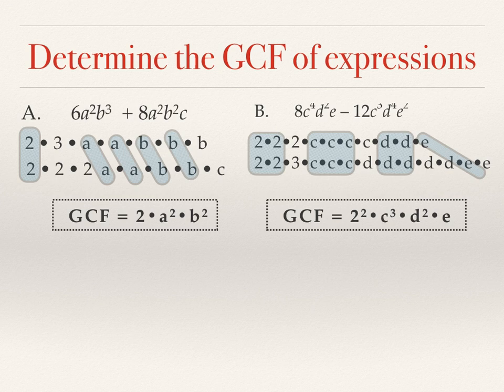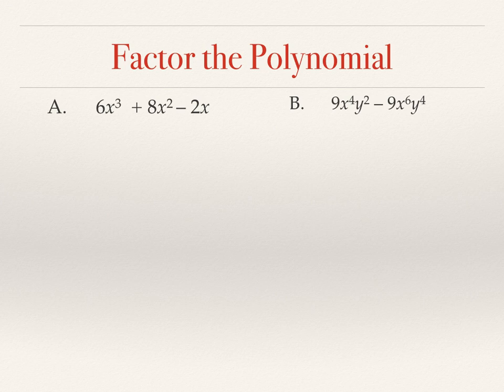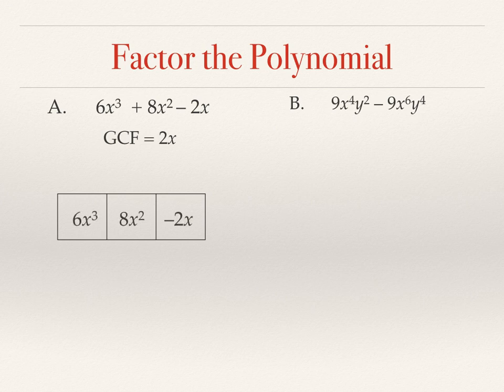All right, now we will have directions that say factor the polynomial like these two. We'll start by identifying the greatest common factor, and then we're going to divide the given polynomial by the greatest common factor. We can divide that using mental math, using reverse distributive property. I'll use the box strategy. Here's the original polynomial. I'll write the greatest common factor over there, and I'll think 2x times what is 6x cubed? 2x times what is 8x squared? And 2x times negative 1 is negative 2x.